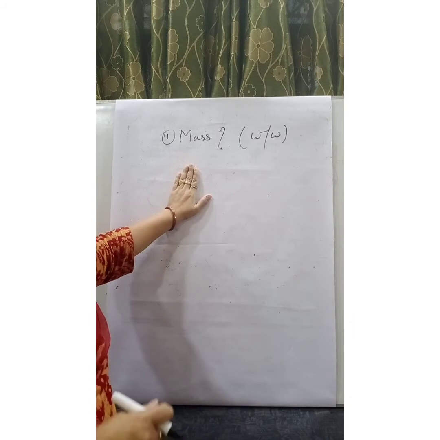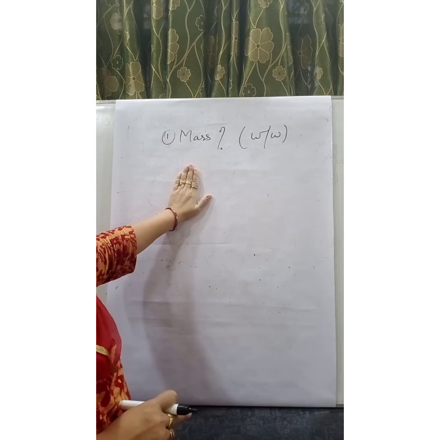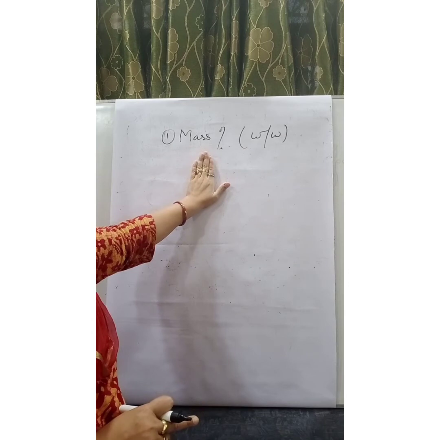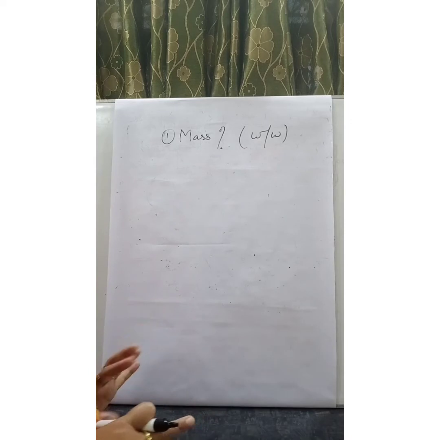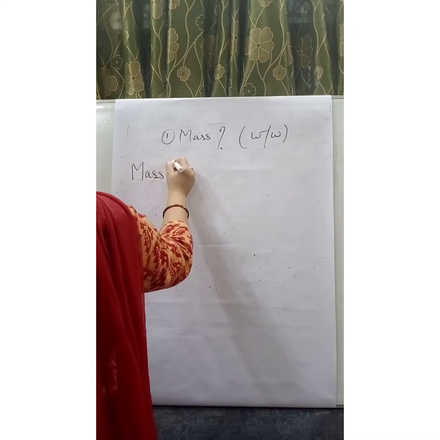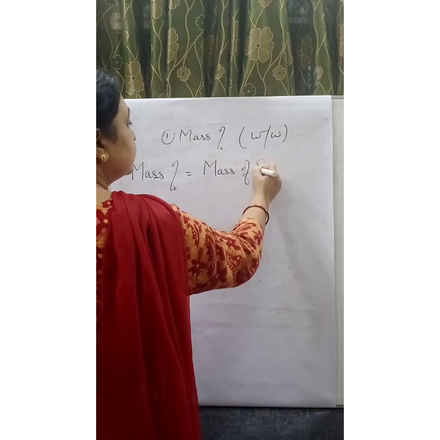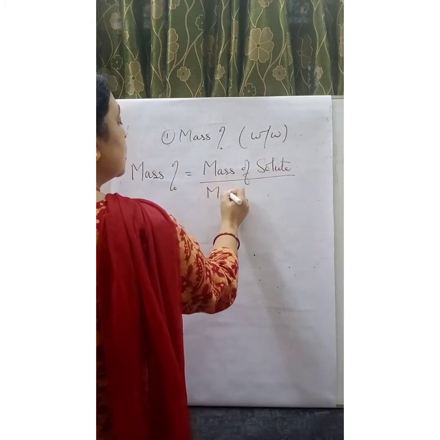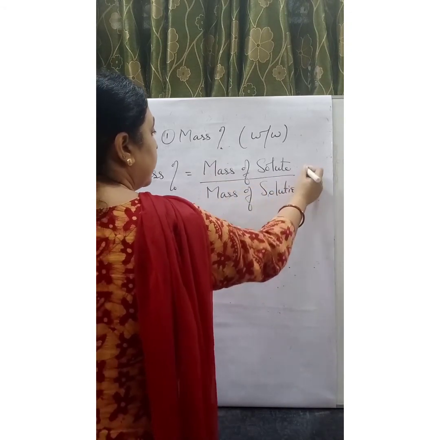Amount of solute present in a specified amount of solvent or solution when expressed in terms of percentage is known as mass percentage. W by W indicates that the mass is taken in grams. The formula for mass percentage is equal to mass of solute upon mass of solution into 100.